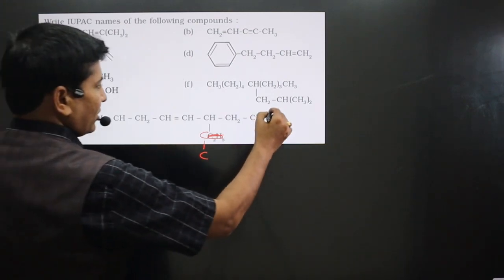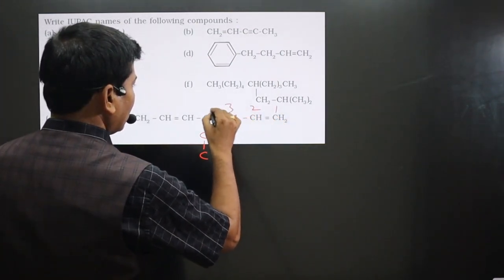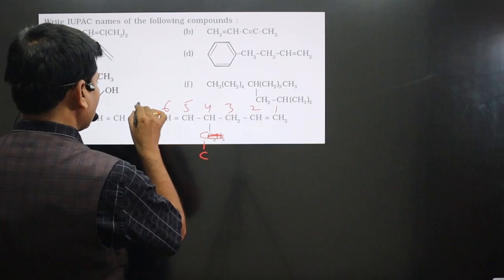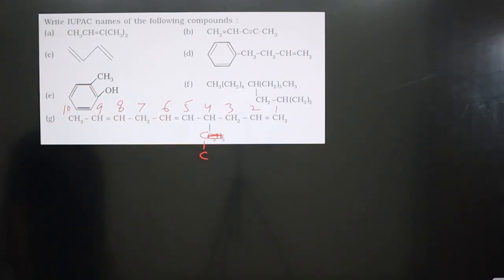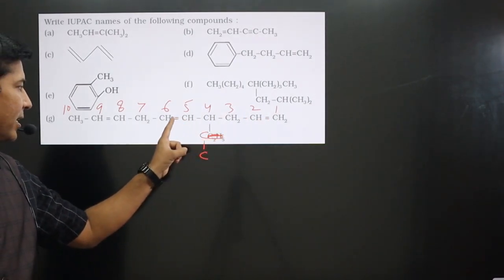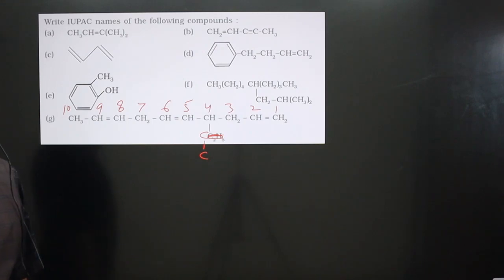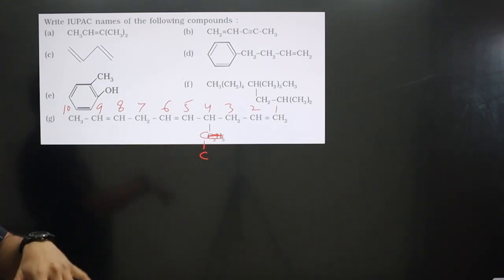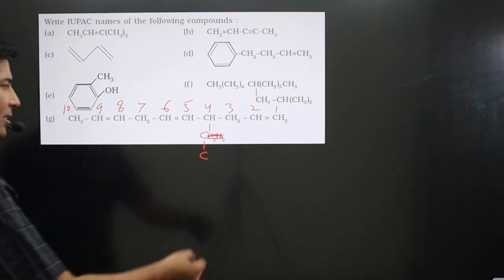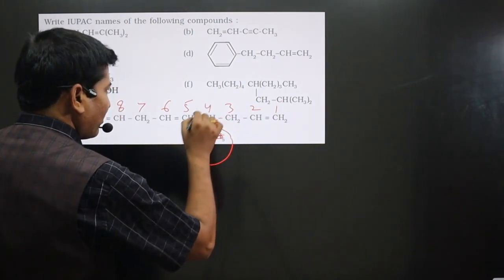Okay, so this is first, it is second, third, 4 5 6 7 8, and it is 9, and 10 is there. Good. How many double bonds are there? First double bond, second double bond, and this is the third double bond. So triene will be there. More than one double bond is present, so we use diene, triene. Okay, you can see this ethyl group is attached to the fourth carbon.